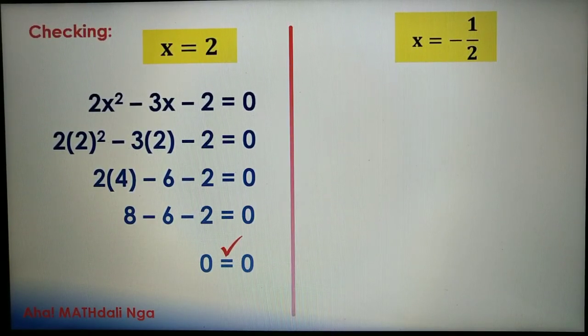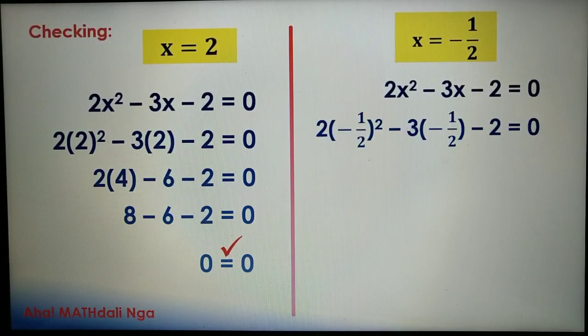How about negative 1/2? Will it satisfy our quadratic equation? Let's see. 2x squared minus 3x minus 2 equals 0. By substitution, we have 2 times our x, negative 1 half, then squared, minus 3 times our x, negative 1 half, minus 2 equals 0.